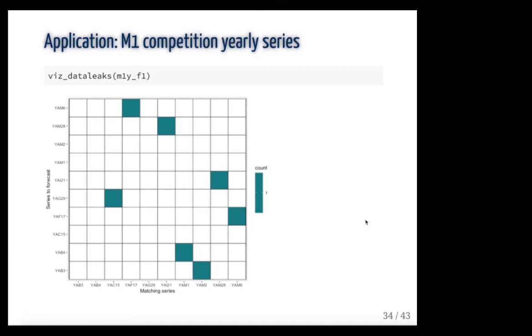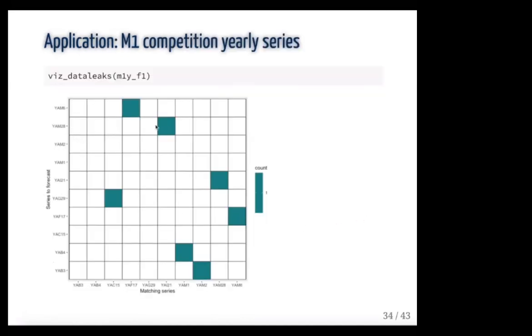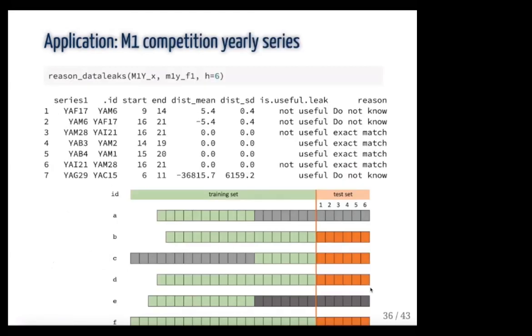For example, here, YAM28 and YAI21. In this situation, the training set does not contain test data information. So this duplicate is not a data leakage. This is just the same series appearing twice in the collection. So that's what we have here.